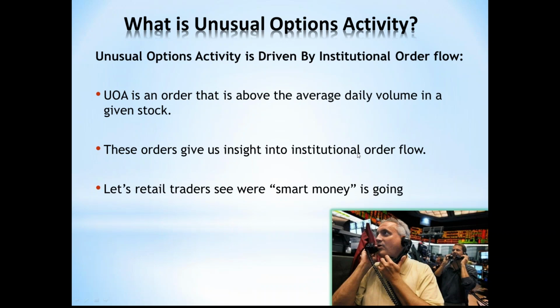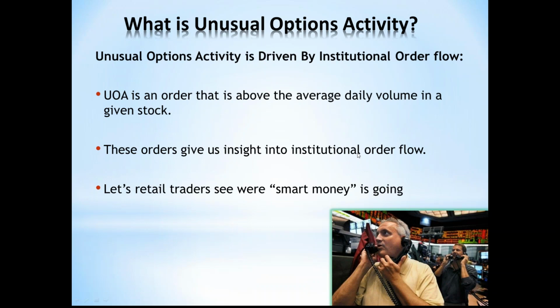It's, in my mind, the best way to read order flow and money flow in the market, because it doesn't have a lot of the caveats that the stock market has in terms of dark pools and other things like that. But we're going to talk about that a little bit more later on, okay? So unusual options activity is an order that is above the average daily options volume in a given stock, okay? So these are the orders that I'm trying to find.